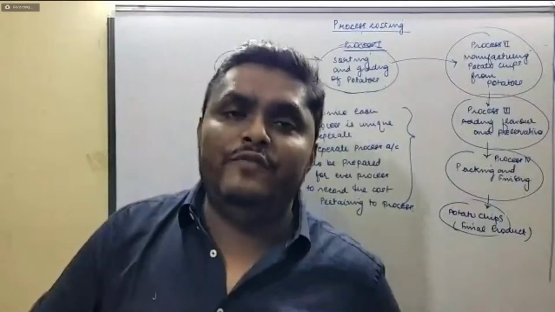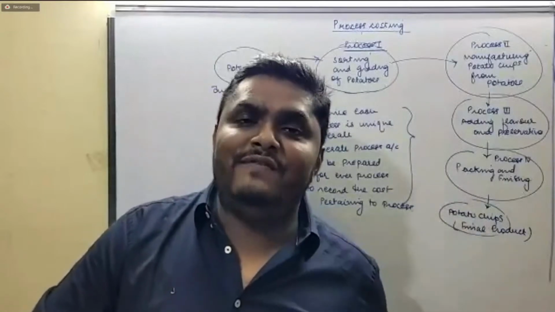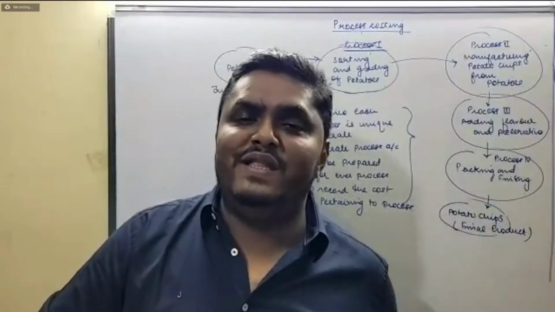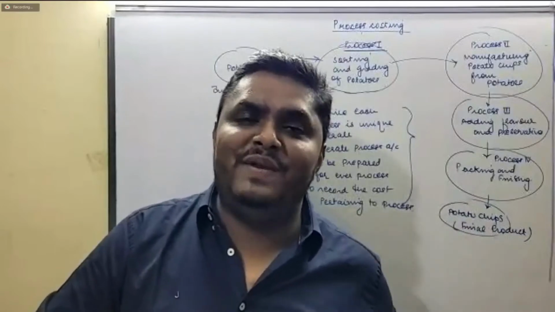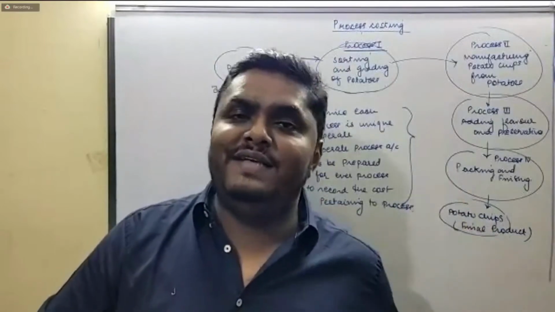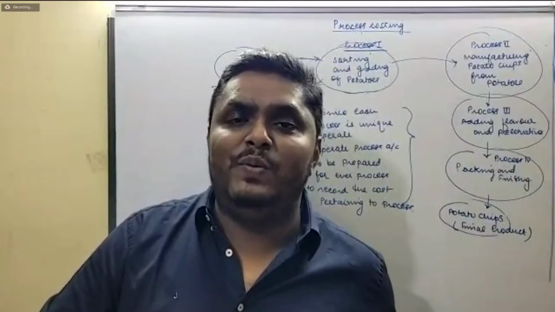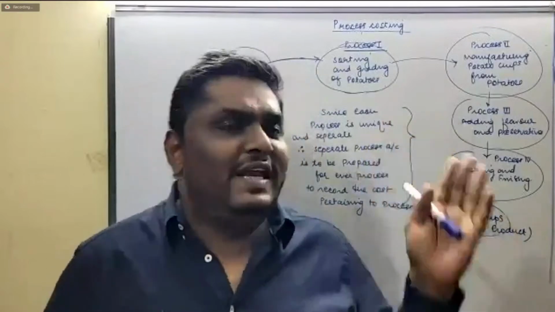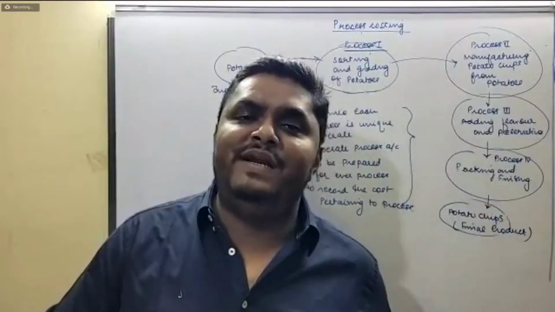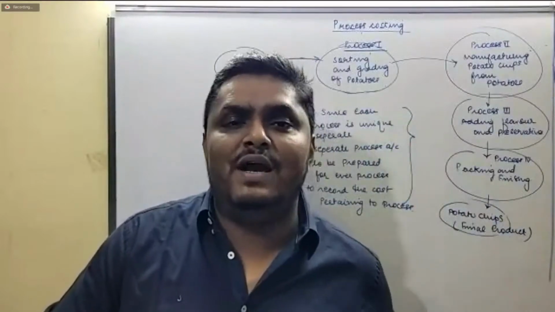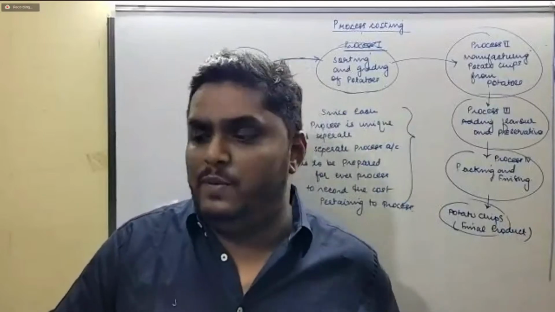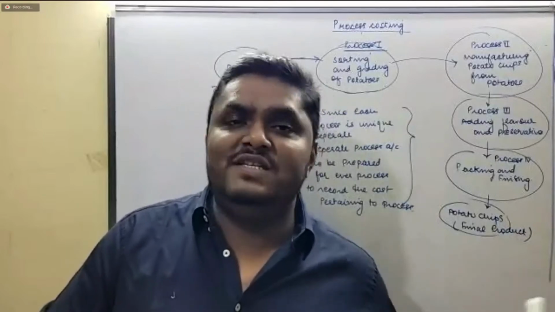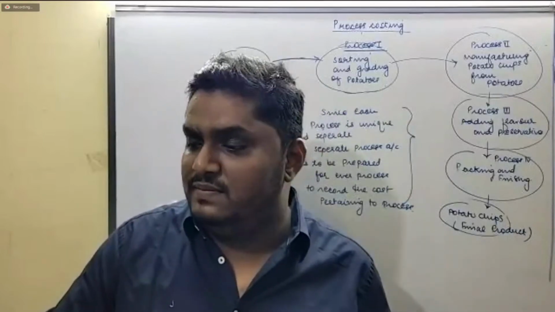For the students who have joined a bit late, we have started with process costing. This method of costing is used by those companies wherein the raw material has to pass through two or more than two processes before being converted into the final product. Since each and every process is unique and separate, therefore a separate process account is to be prepared for every process to record the expenses pertaining to a process.